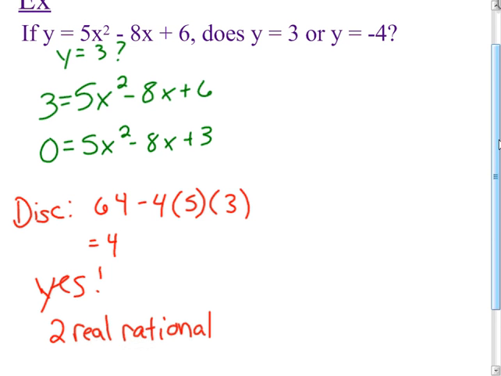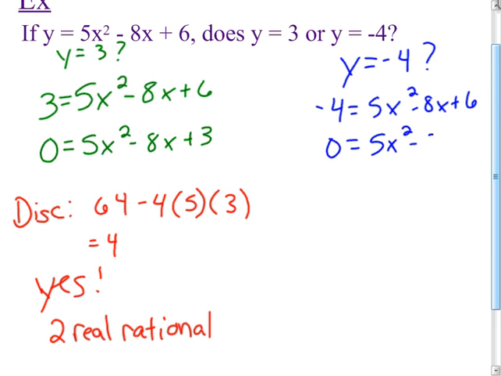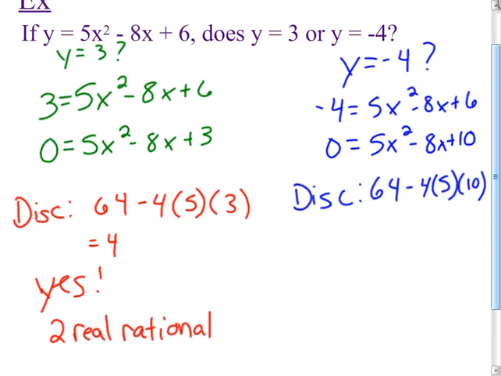Okay, then when I look at negative 4, can y equal negative 4? So plug -4 in. -4 equals 5x squared minus 8x plus 6. 0 equals 5x squared minus 8x plus 10. Again, same thing as before. I'm just trying to figure out whether it can or can't. So I do the discriminant, and I get 64 minus 4 times 5 times 10. Well, if you look at the far right side, that's a pretty big negative number. That's negative 136. No, absolutely cannot.